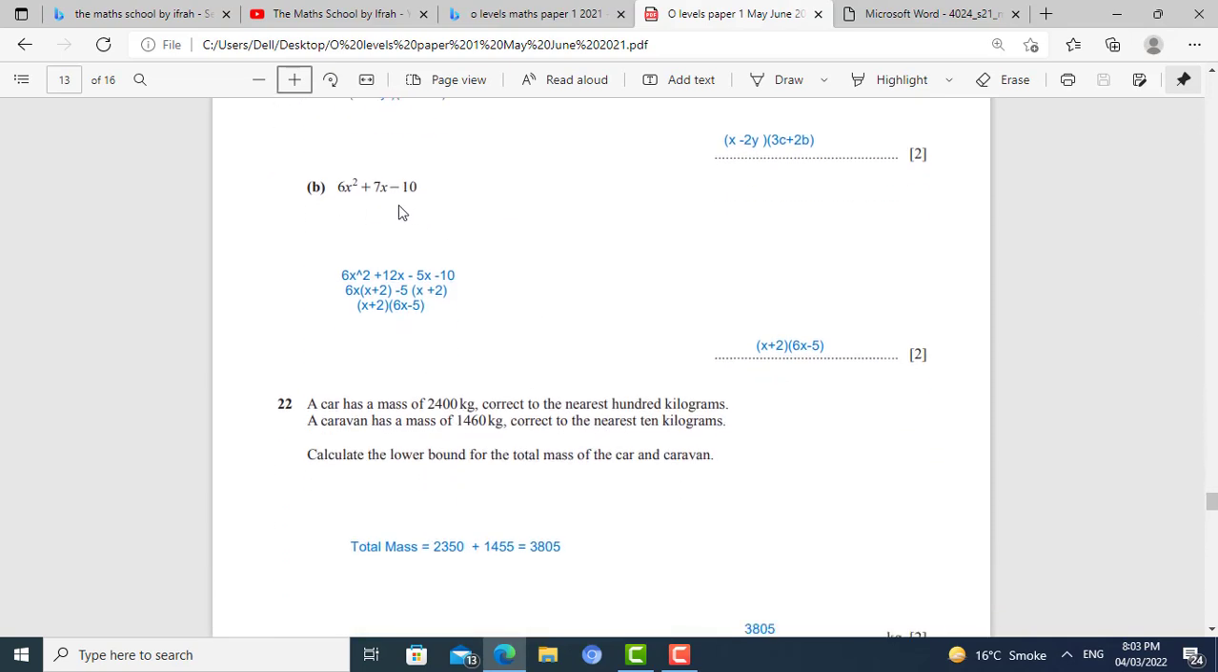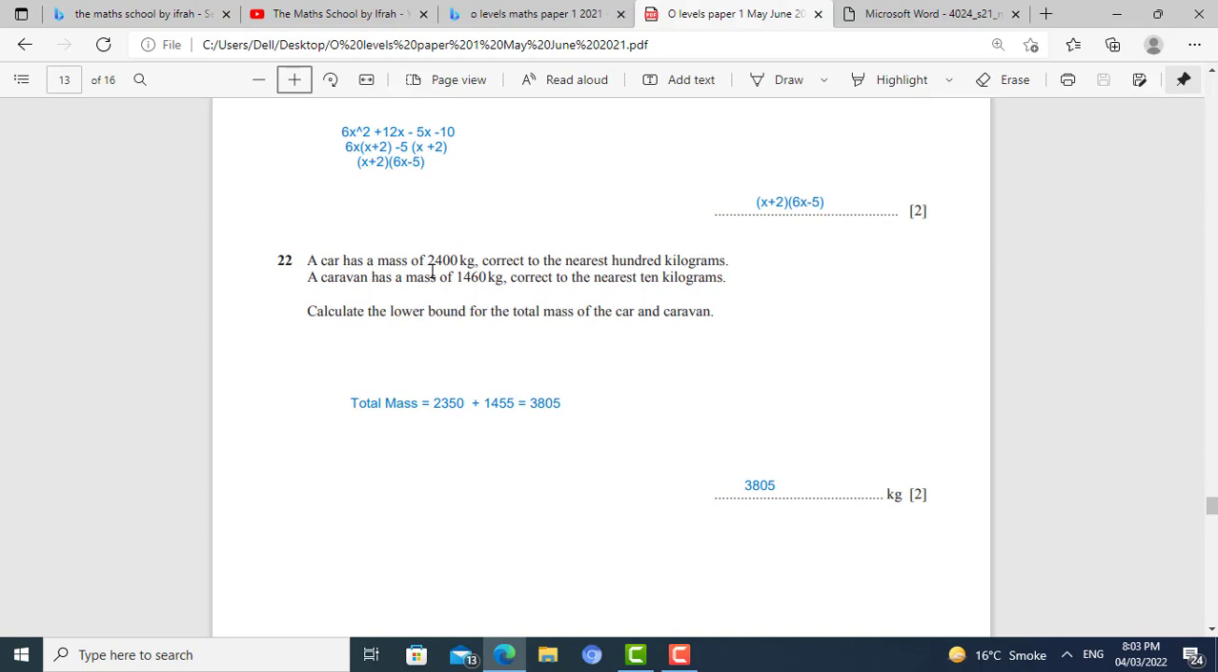6x squared plus 7x minus 10. So that is 6x squared plus 12x minus 5x minus 10. 6x into (x plus 2) minus 5 into (x plus 2). So (x plus 2) into (6x minus 5) is basically our answer.